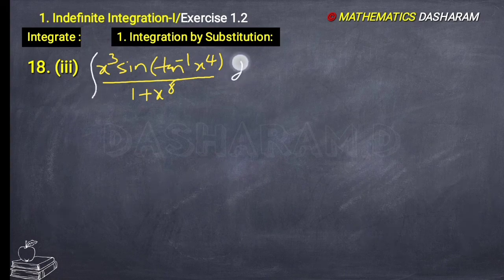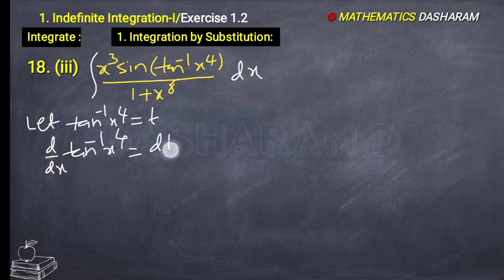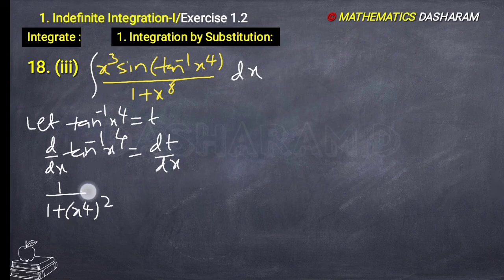So apply the integration with respect to x. Here let's select tan inverse x to the power of 4 equals t. Next, do the derivative with respect to x. So tan inverse x to the power of 4 equals t, and dt by dx. The derivative of tan inverse x is 1 by 1 plus x squared, but here in place of x we have x to the power of 4, so 1 by 1 plus (x to the power of 4) whole squared.